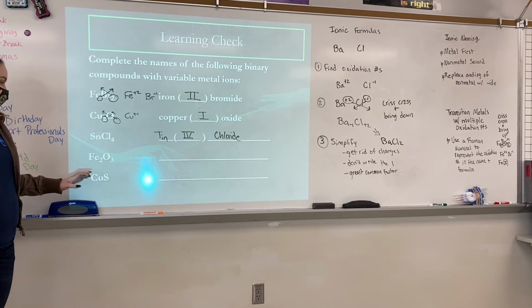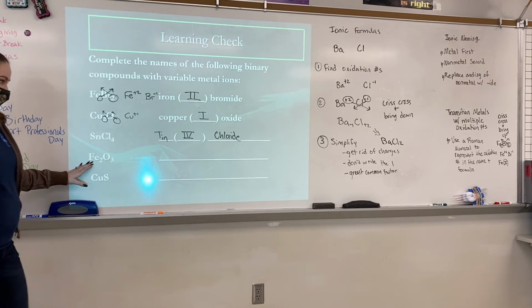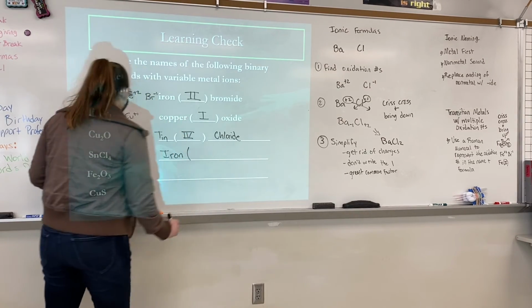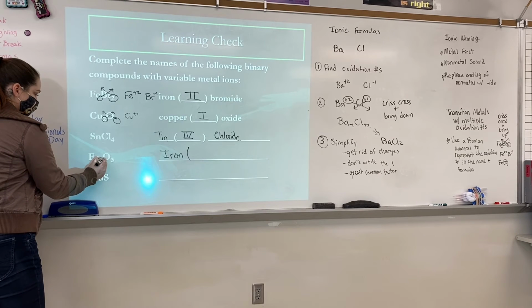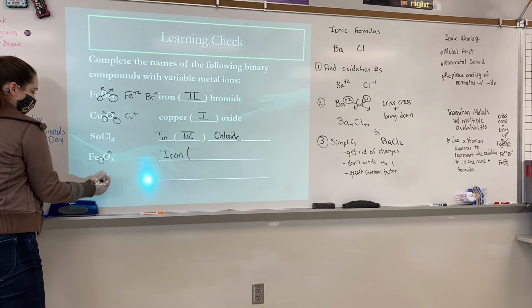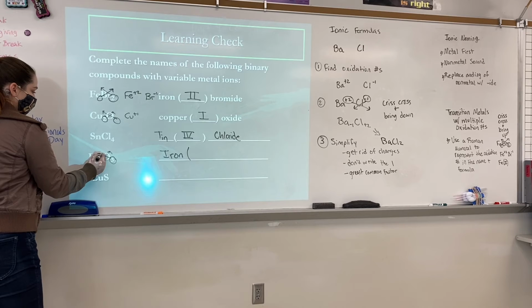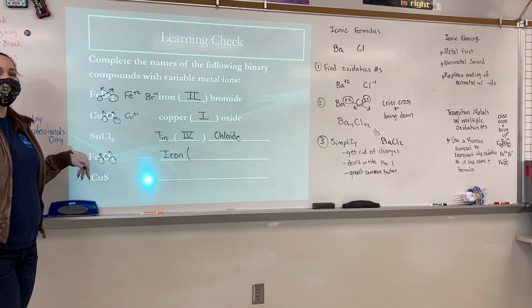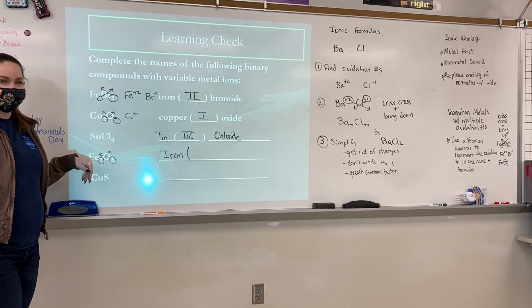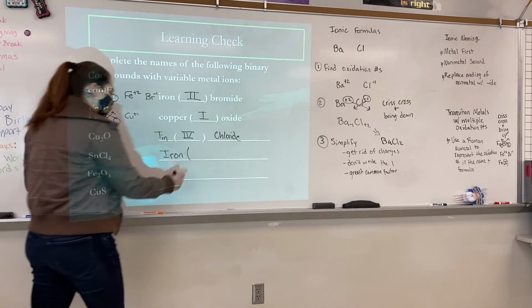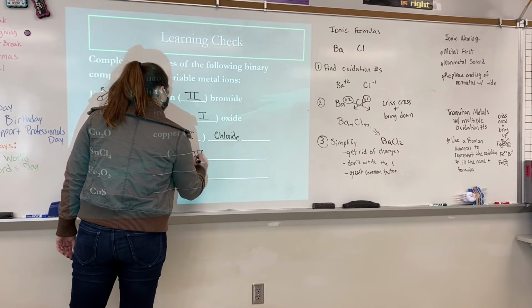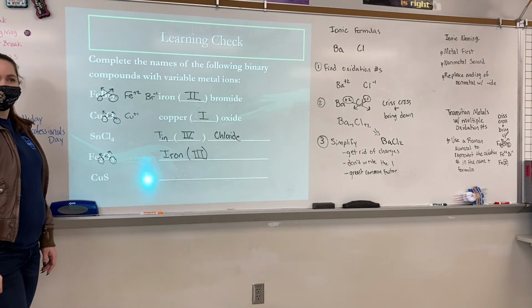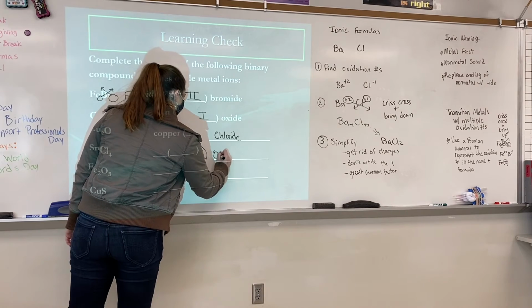And then Fe2O3. So what is the first part? What's the metal? Iron. And then this 2 is going to crisscross and go up to the oxygen, so the 3 is going to crisscross and go up to the iron. So what Roman numeral are you going to write? III, or 3, whichever. And then what's the second part of this name? Oxide.